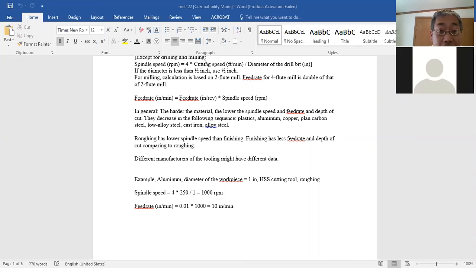Okay, and the hardness of plastics is certainly much softer than aluminum. Some of the plastics have hardness as hard as aluminum too. Nowadays those materials, polycarbonate, some of those materials, they're pretty hard, plastics. Copper, brass, okay, brass is a copper.